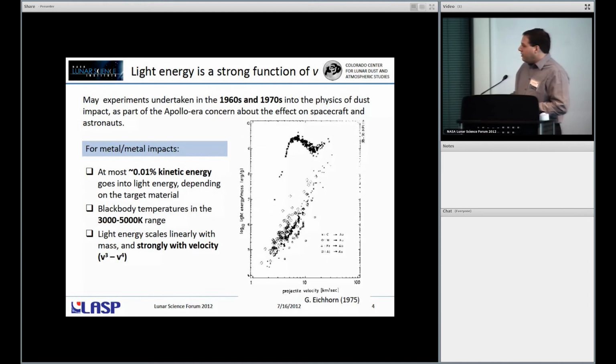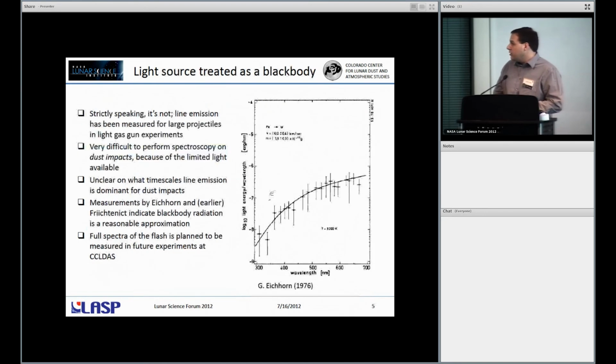The axes here are light energy on the y-axis and velocity on the x-axis. As you can see, the light energy produced in the impact is a strong function of velocity, with an exponent on the order of 3 or 4. He also did some estimates of the blackbody temperatures and found things consistent with a few thousand degrees Kelvin. As far as the total conversion efficiency, 0.01 to 0.1% of the total energy of the impactor goes into light emission.